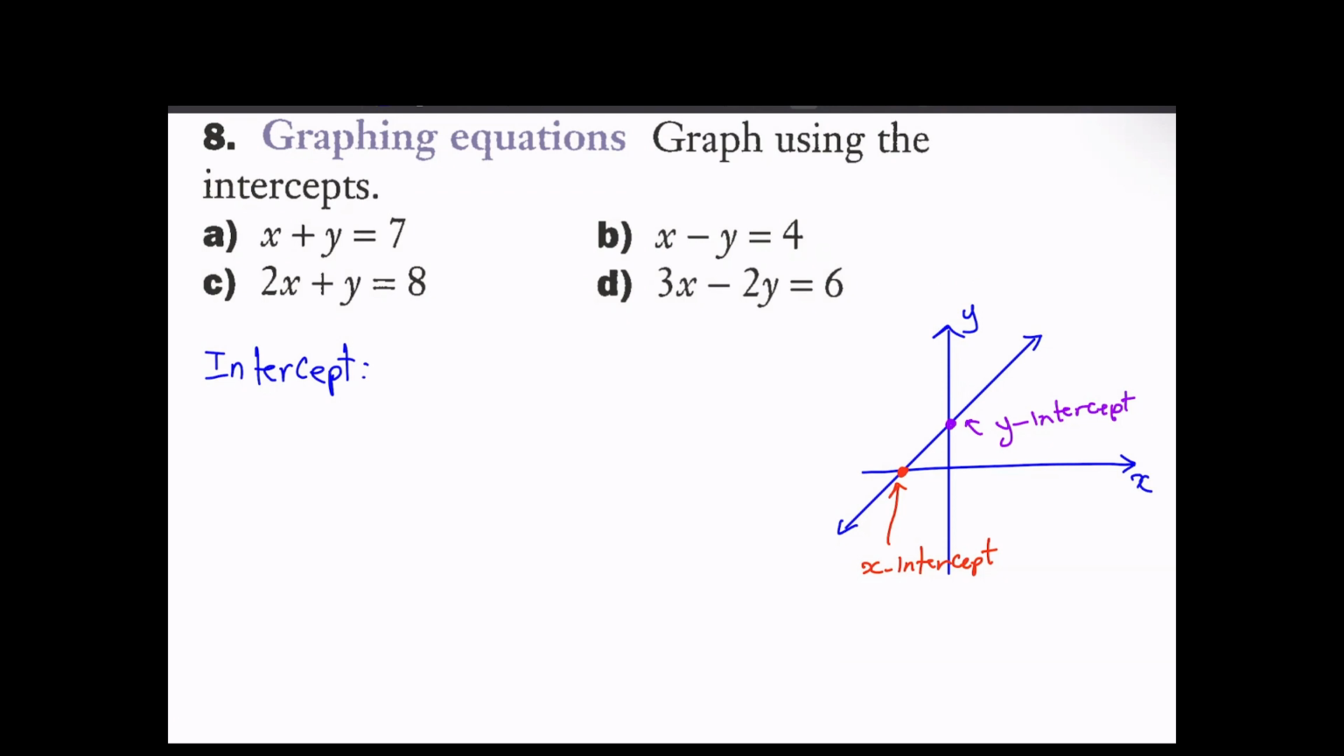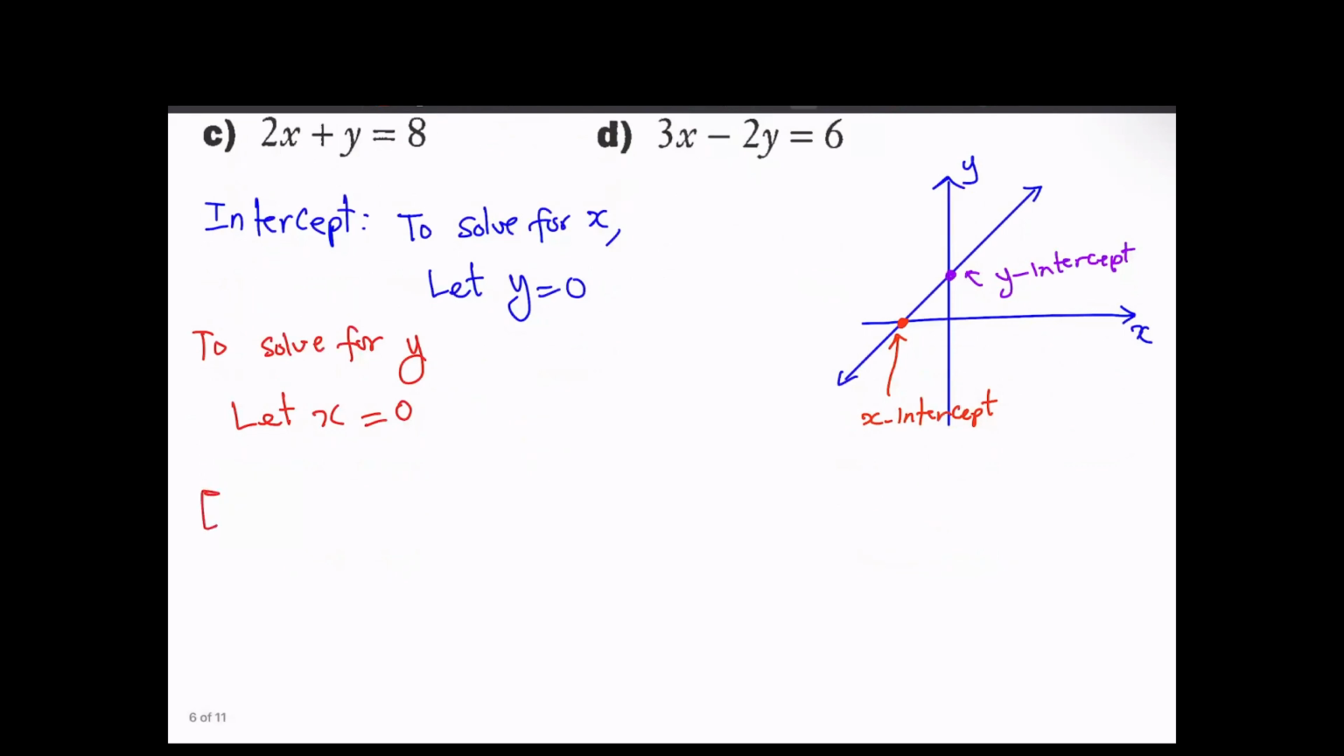Okay, so now you know the big picture of how it looks. So how do we find the x-intercept for any equation at all? To solve for x, simply let y equal 0. And if you want to solve for y, we simply let x equal 0. Now, let's take an example to see if this actually makes sense.